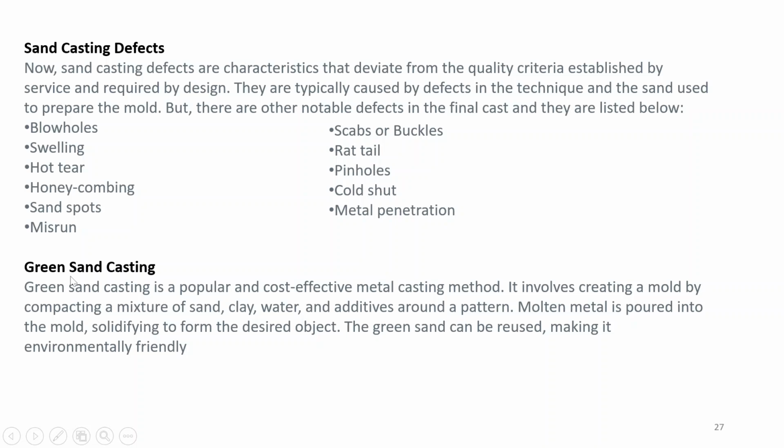Next you have green sand casting, which is a popular and cost-effective metal casting method, and it involves creating a mold by compacting a mixture of sand, clay, water and additives around a pattern. The molten metal is poured into the mold, solidifying to form the desired object, and the green sand can be reused, making it environmentally friendly.